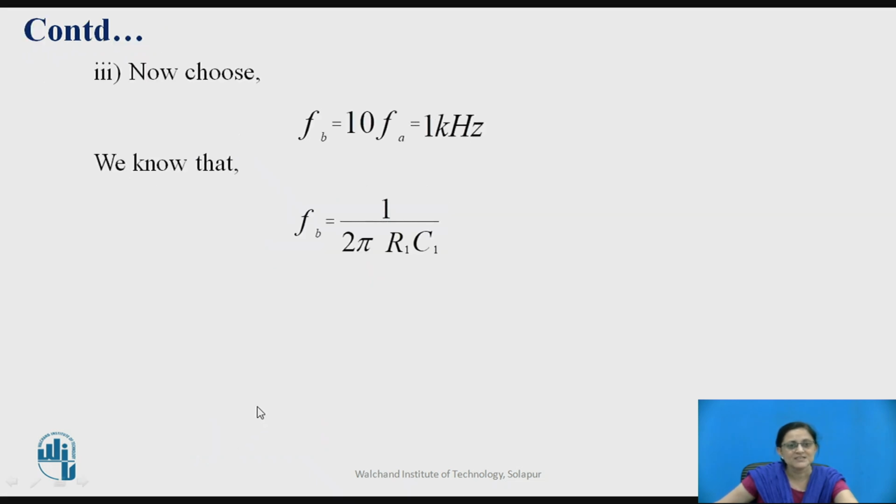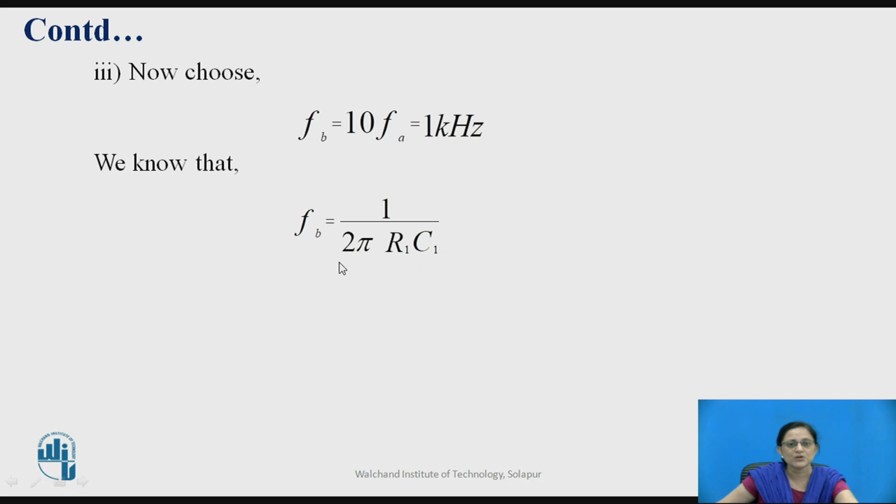Now consider the FB value, which is always greater than the FA. So let us choose that FB is equal to 10 times the FA value, where FA equals 100 Hz. So 10 times 100 Hz, you are getting this equal to 1 kilohertz.